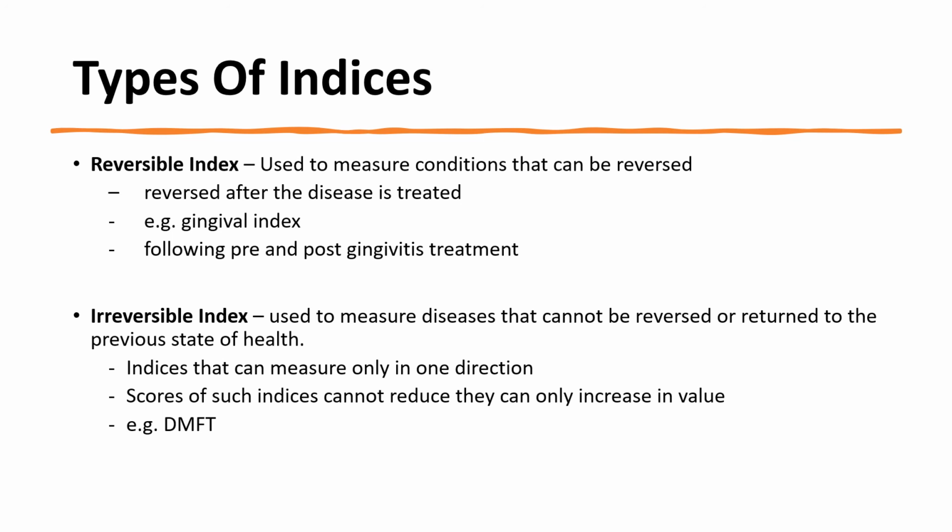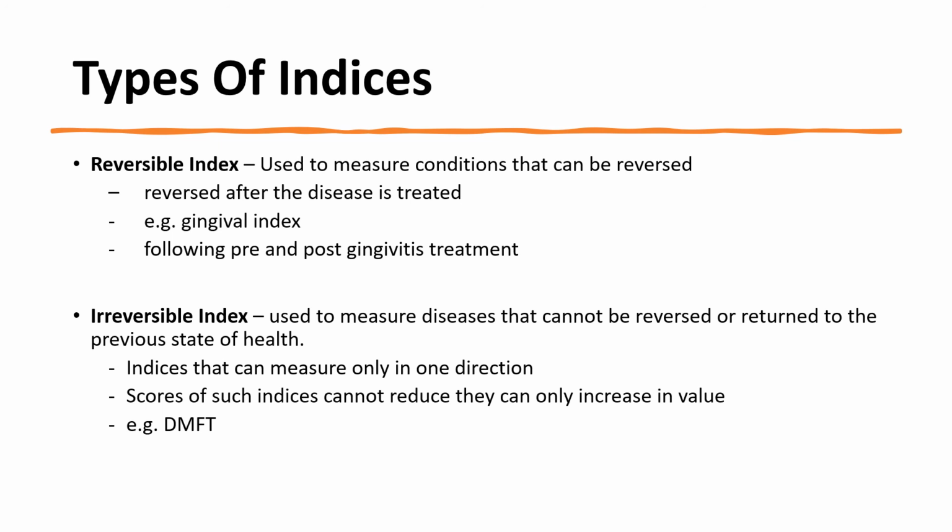So any indices used in measuring dental caries has to be an index that measures in one direction, because you are looking at an irreversible situation. So for indices that measure only in one direction, the scores of such indices cannot reduce. Unlike gingivitis, when we talk about marginal gingivitis, you can get a score with a gingival index. Now you get a score, and you can say that, okay, you have established the presence of marginal gingivitis in the mouth of this patient.